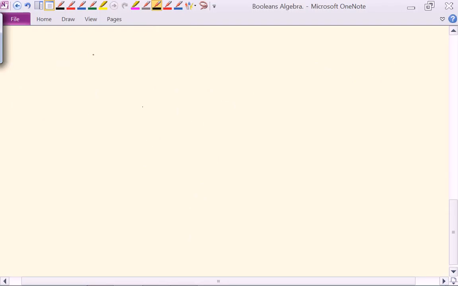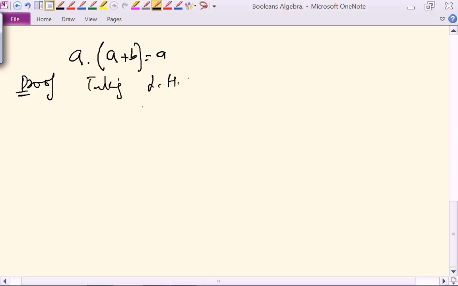Now let us discuss few which come in the exam regularly. That is like this: A and (A or B) is equal to A. You have to prove that. So the proof, taking LHS. Let's say A and (A or B). Now by distributive law, what will this be equal to? A and A, right?